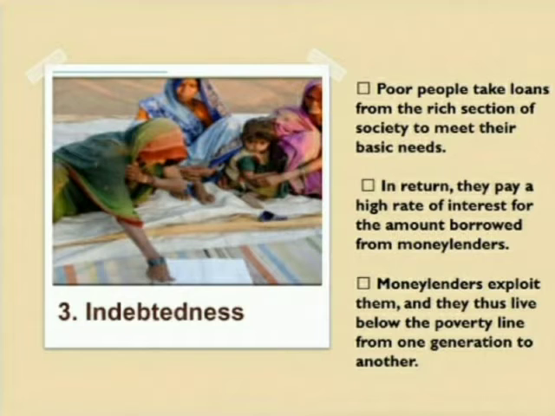Indebtedness. Poor people take loans from the rich section of society to meet their basic needs. In return, they pay a high rate of interest on the amount borrowed from moneylenders. Moneylenders exploit them, and they thus live below the poverty line from one generation to another.